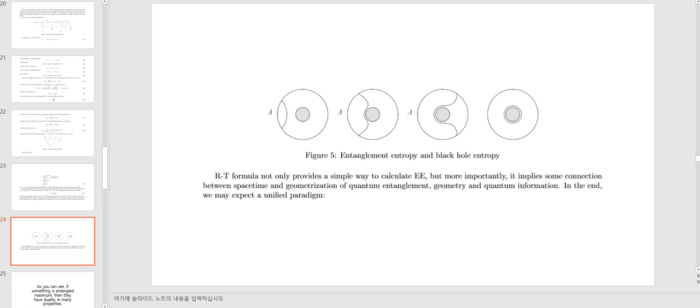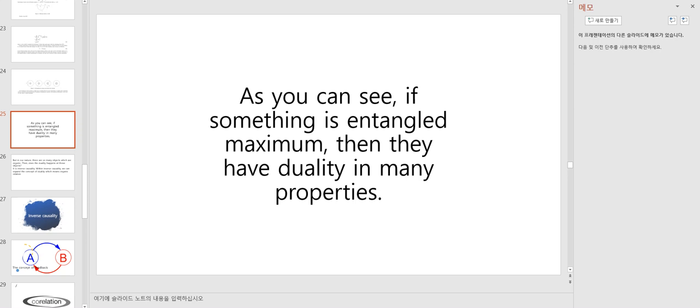The RT formula not only provides a simple way to calculate entanglement entropy, but more importantly, it implies some connection between space-time and the geometrization of quantum entanglement, geometry and quantum information. In the end, we may expect a unified paradigm. If things are maximally entangled, then they have duality in many properties.